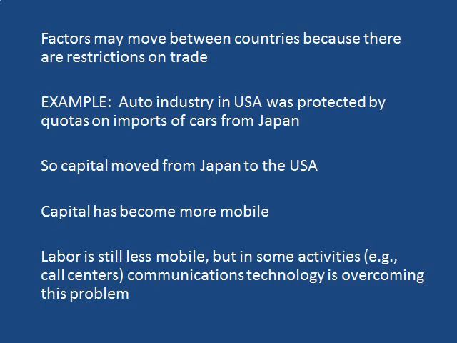Factors may move between countries because there are restrictions on trade. For example, the auto industry in the USA was protected by quotas on imports of cars from Japan, so capital moved from Japan to the USA to produce cars here. Capital has become more mobile. Labor is still less mobile, but in some activities, for example call centers, communications technology is overcoming this problem.